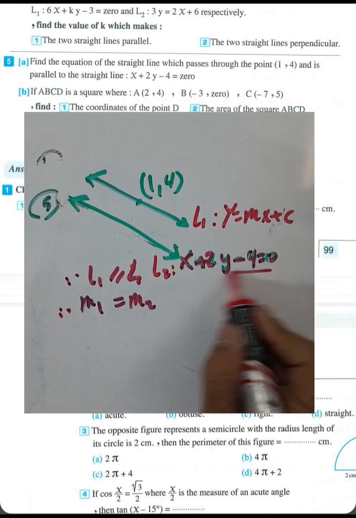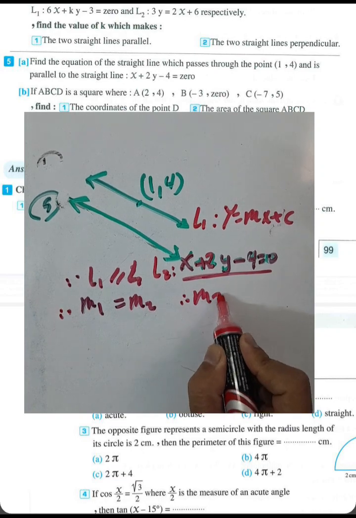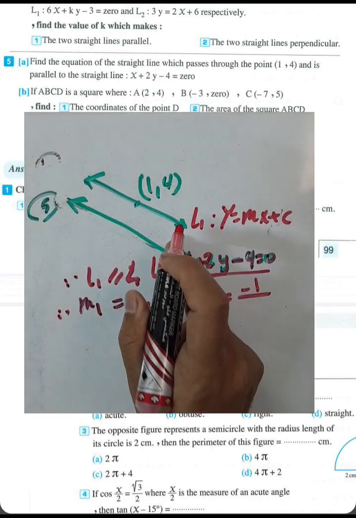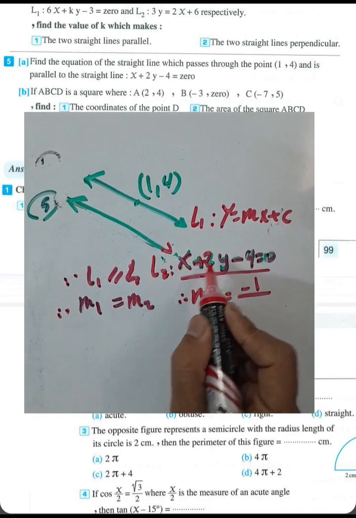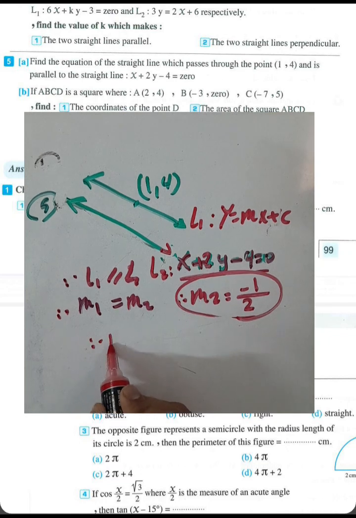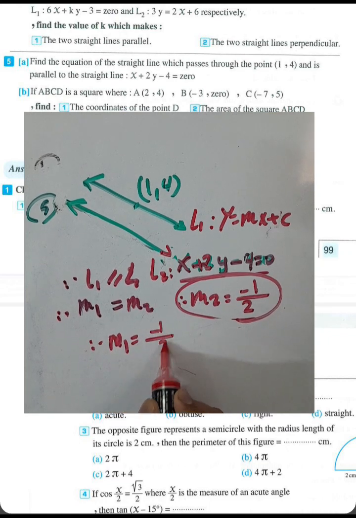We can find slope 2 here. It is the negative coefficient of x over the coefficient of y. The slope here will be negative half. Then slope 1 will be negative 1 over 2.